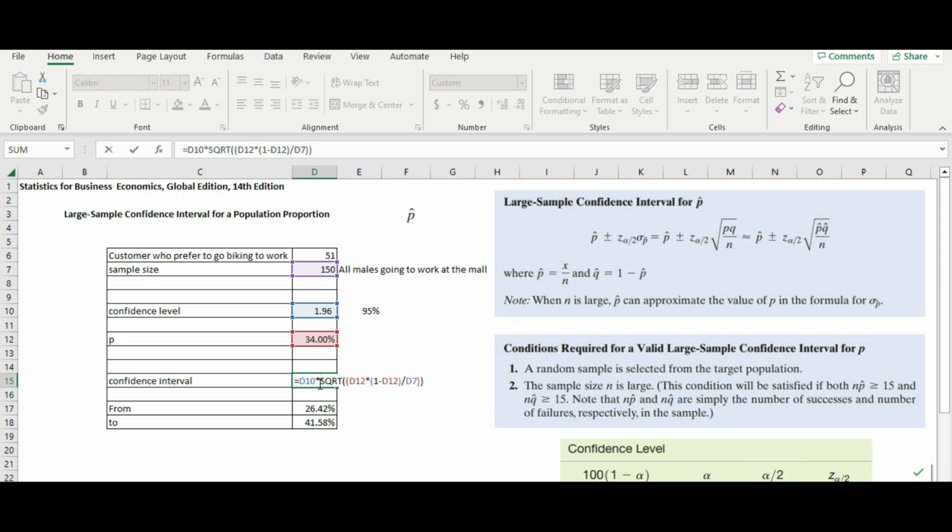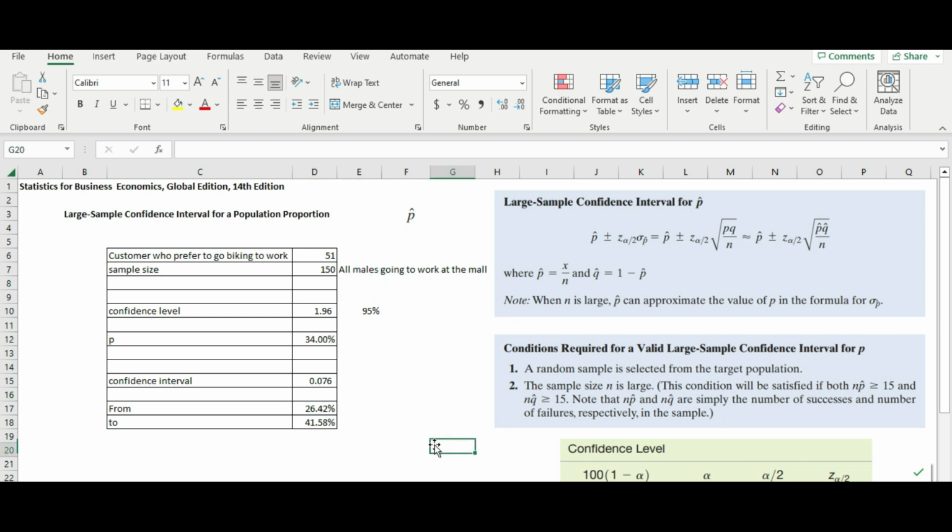All right. For the conditions required for a valid large-sample confidence interval for P, a random sample is selected from the target population. For example, all males going to work at the mall, let's say around 1,000. From among the 1,000, we have a sample of 150.